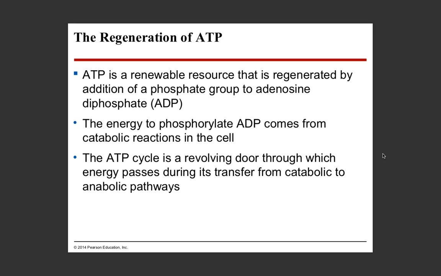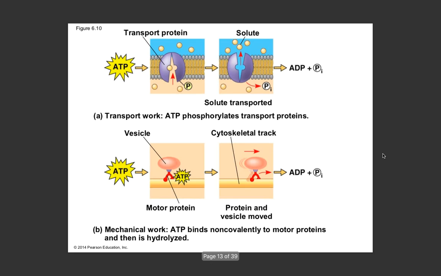So ATP is a renewable resource that can be regenerated by the addition of a phosphate group to adenosine diphosphate. Like I said, at the end of all these reactions, you have this guy called ADP. Well, guess what? If there's a random phosphate floating around in the cytoplasm, you can just grab onto that and attach it back onto our ADP to create ATP. So if you break something, you can typically put it back together, and that's kind of nice in these specific reactions.